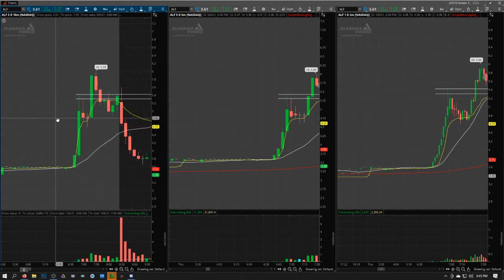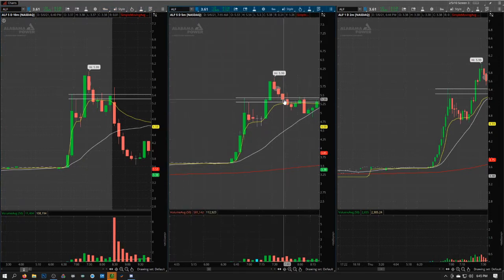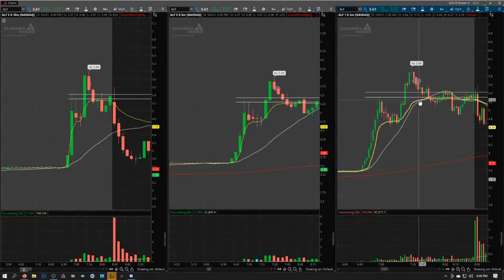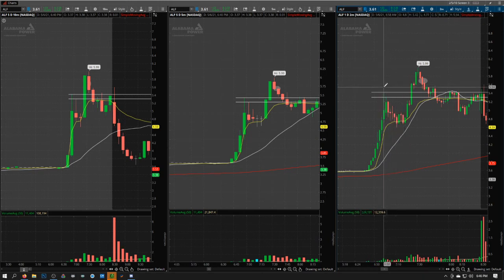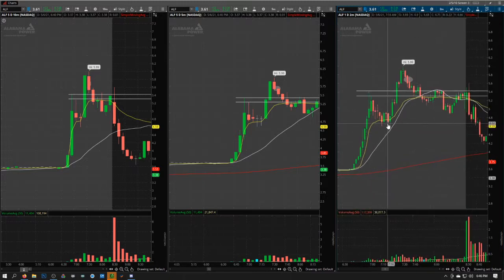And eventually it did come down, and it filled me right here at 5.32 exactly. Oh wait, I might be wrong. 5.3. So I'm sorry, I was off by 2 cents. It came down here and filled me. And I actually took profit right up here at 5.5. Scaled out right above 5.5. I think I ended up getting filled at like 5.57, 5.58, something like that.